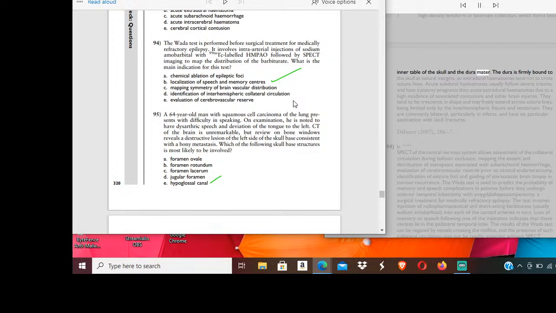inner table of the skull and the dura mater. The dura is firmly bound to the skull at sutural margins, so extradural hematomas tend not to cross suture lines.